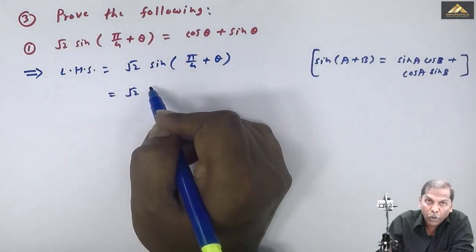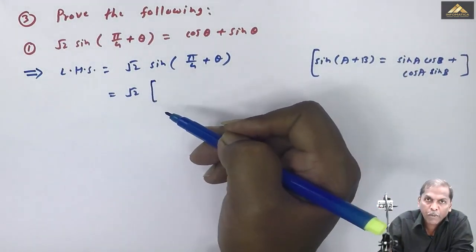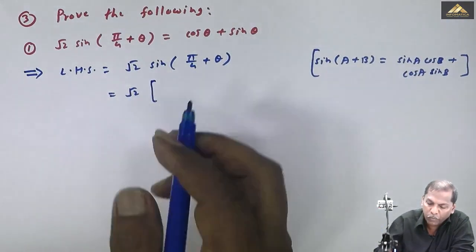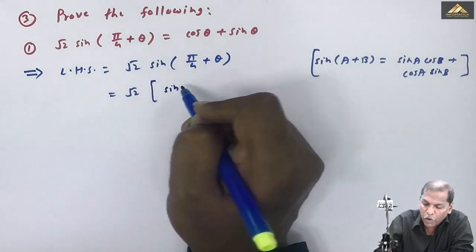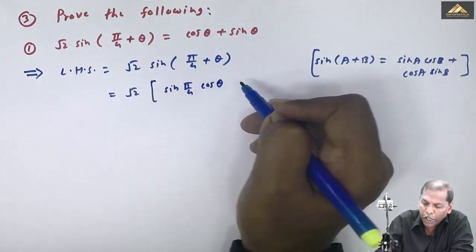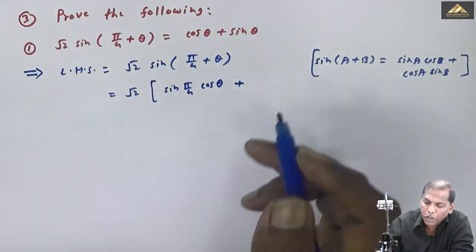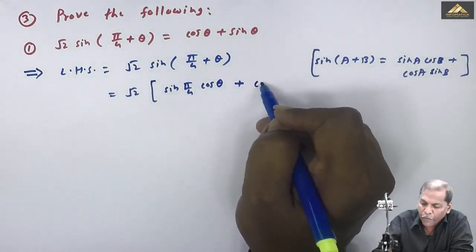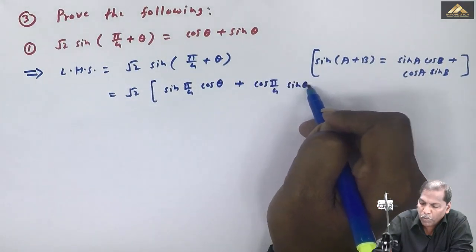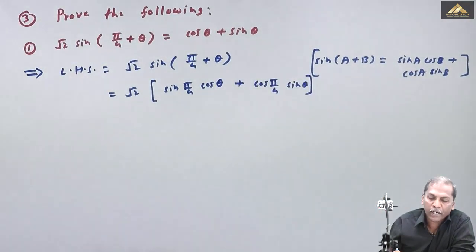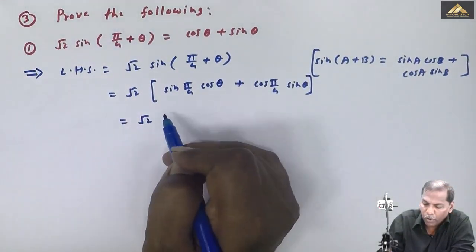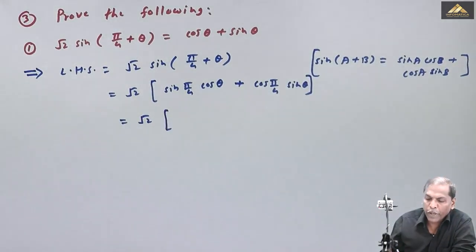So we write root 2 as it is. Present case में a means pi by 4 and b means theta. So we get sine of pi by 4 into cos theta plus cos of pi by 4 into sin theta. On further simplifying, root 2 as it is in bracket.